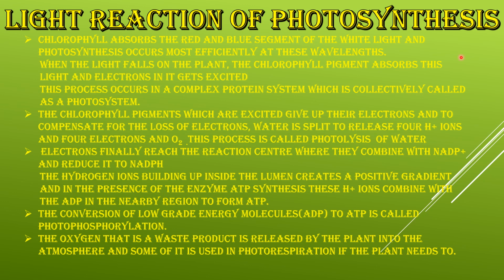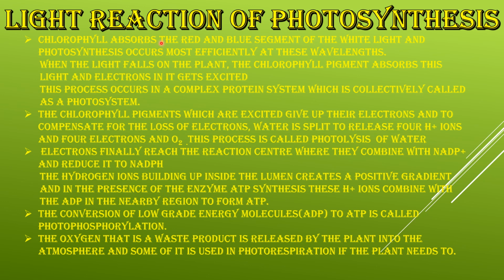What are the events during this light reaction? There are 4 steps. One is photolysis of water, that is, splitting of the water molecule into H plus and OH minus ions. Second, formation of molecular oxygen. Third is formation of NADPH2. And fourth is photophosphorylation. These are the 4 events during the light reaction. Let's see the method of this light reaction. I'll explain all the 4 events.